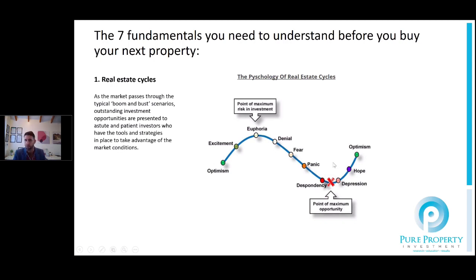But if we look further towards what probably sits down towards this despondency, depression, and potentially starting to move into that hope phase, Perth is a pretty obvious one. Now, Perth, since that peak of 2014, is approximately 10% off that peak, so a 10% drop since that peak of 2014. We're probably coming very close to a trough and a bottom of that market.